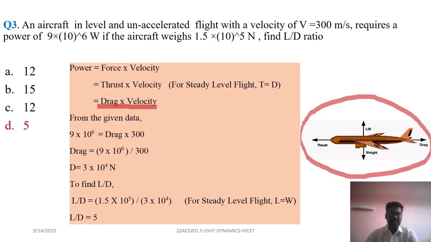So L by D is equal to the weight value given, that is 1.5 into 10 power 5 divided by 3 into 10 power 4. So the L by D ratio is 5. So option 4 is the right answer for this. We have to remember the condition for steady level flight, that is T is equal to D and L is equal to W, and we know the basic equation, power is equal to force into velocity, to solve the problem and find the answer.